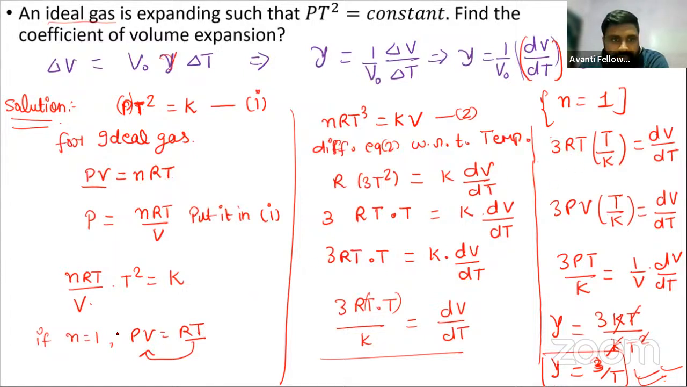Now 3RT, again from the ideal gas equation, if n equals 1, then PV equals RT. So we put in the value 3PV, T by K. V we have taken to this side. This is the original volume, 1 upon V dV by dT. This will become gamma, and this is 3PT upon K. We need to put the value of P, which is K upon T square. So this comes out to be 3 by T. I hope this is clear to you, everyone.